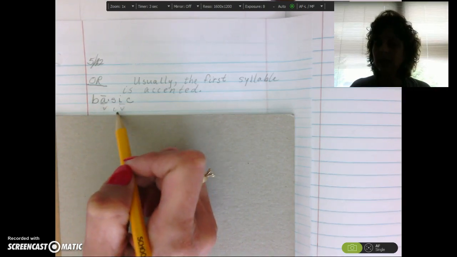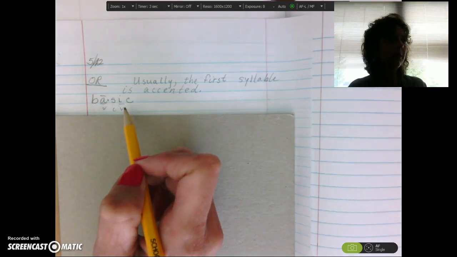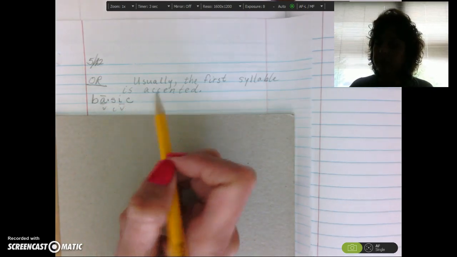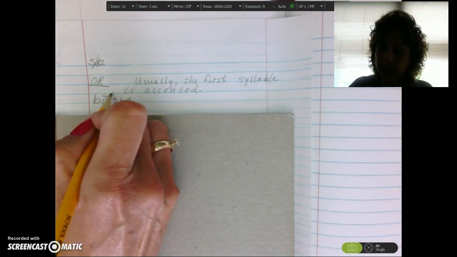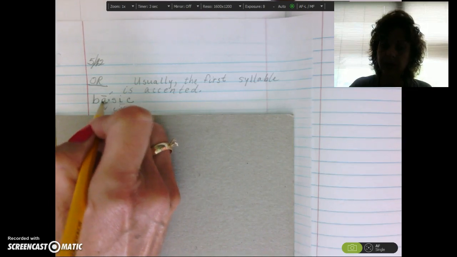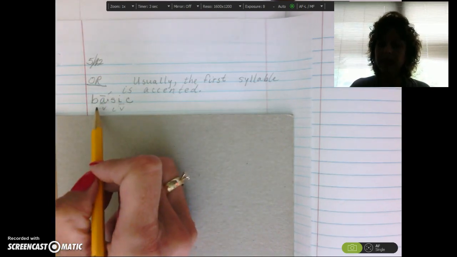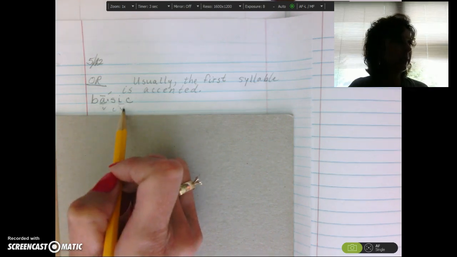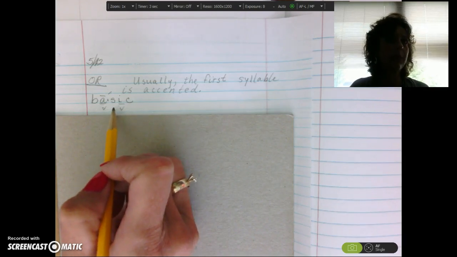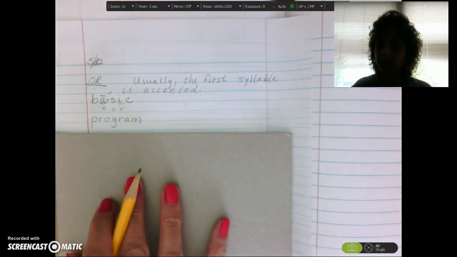Now we have to decide which syllable is accented. Which syllable are we going to say a little bit more strongly than the other? Well, since usually the first syllable is accented, we're going to try that and put our accent pointing towards that syllable. So we would say this, basic. If the second syllable was accented, it would be basic. But we don't say it that way. It's basic.